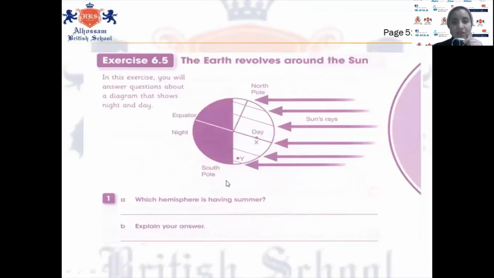Okay, quickly, as we have only 3 minutes. The Earth revolves around the Sun, okay? What is the meaning of revolve? Revolution around the Sun. Which hemisphere is having summer here? The northern hemisphere or the southern hemisphere?